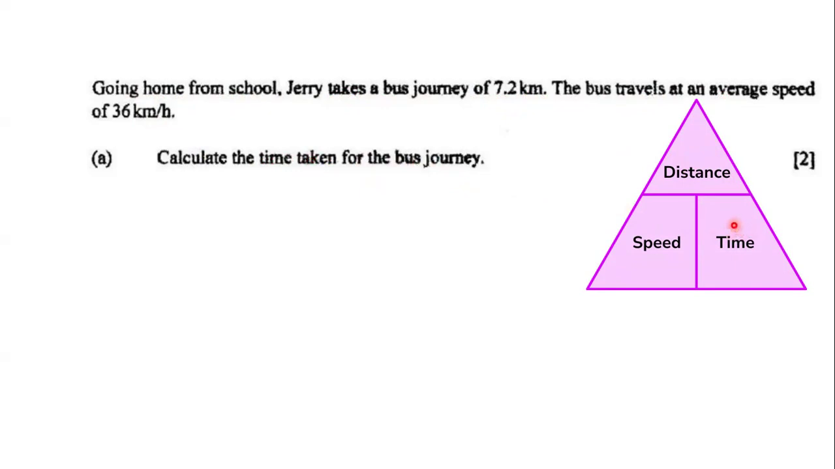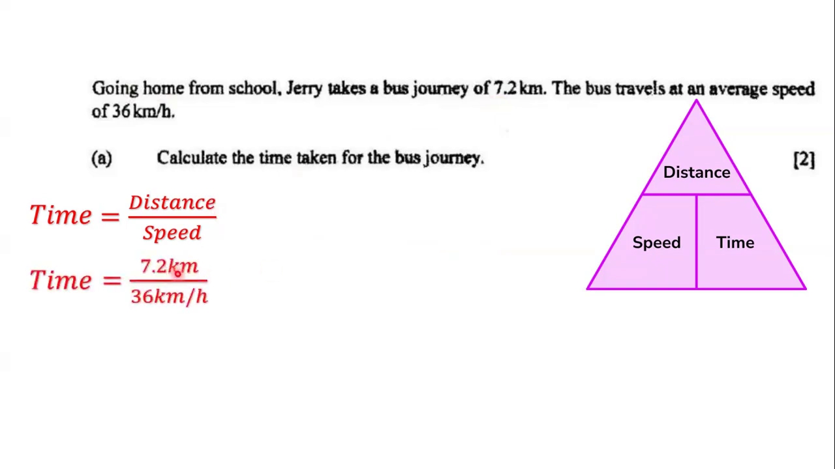Now time is equal to distance divided by speed. And so time taken is distance divided by speed. In this case, the distance is 7.2 kilometers, so we have the distance, 7.2 kilometers, on top. And the speed is 36 kilometers per hour. In order to determine the time taken, we have to divide 7.2 by 36. And that gives us the time, which is 0.2. And so the time taken for the bus journey is 0.2 hours.